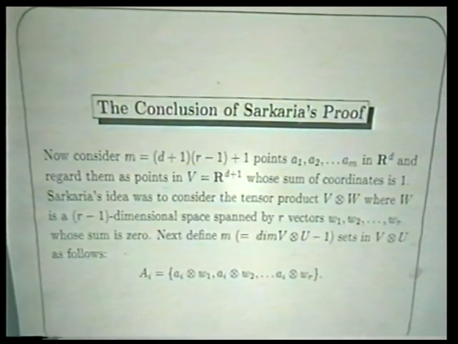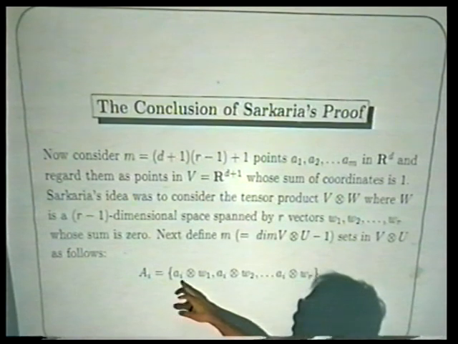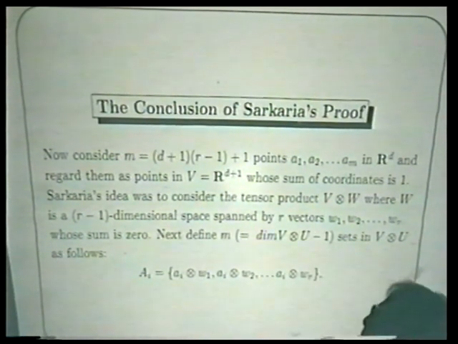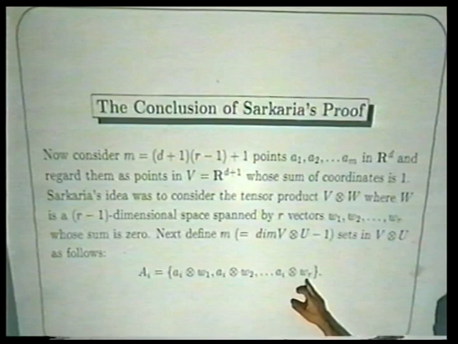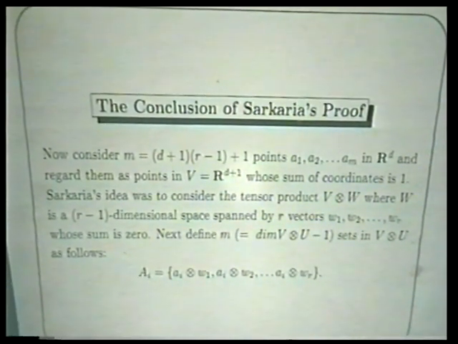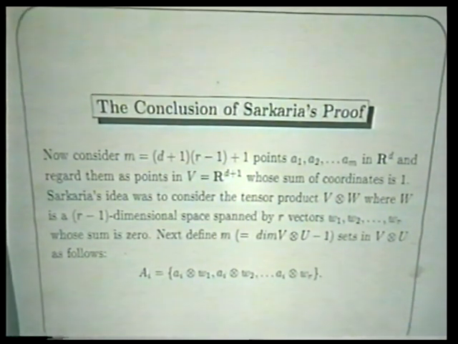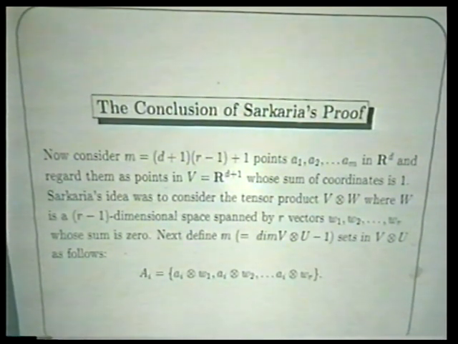So the tensor product of V and W is something of dimension (d+1)(r-1). In this tensor product, we consider these sets: A_i tensor W_1, A_i tensor W_2, up to A_i tensor W_r, and we consider it for i equal 1 up to m. So we have exactly the number of sets to which we can apply Bárány's theorem.